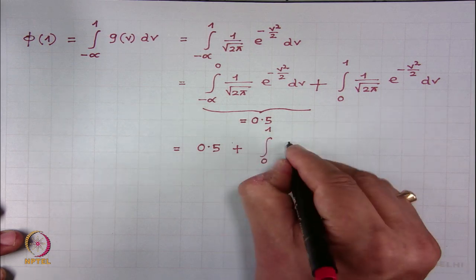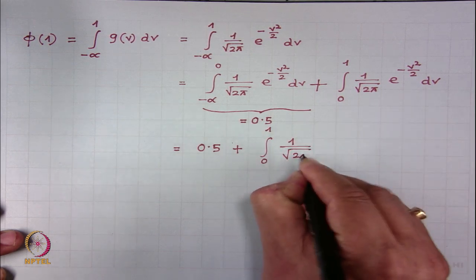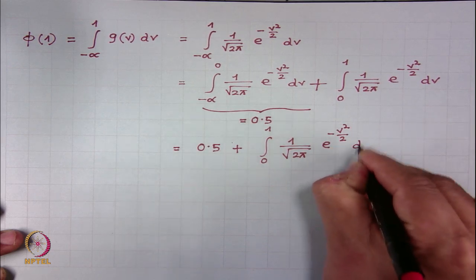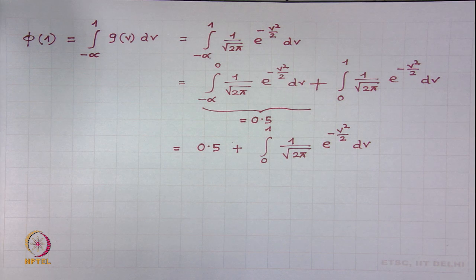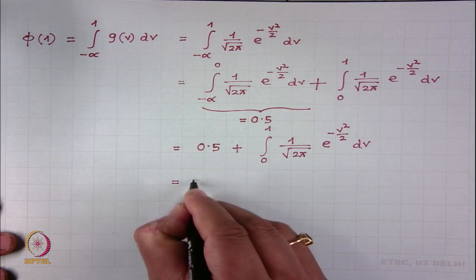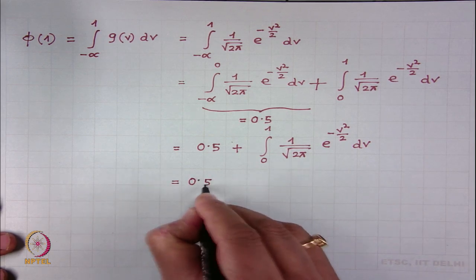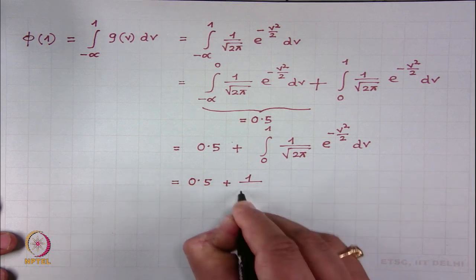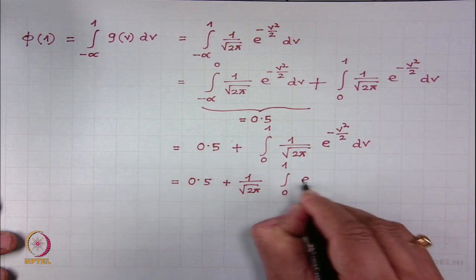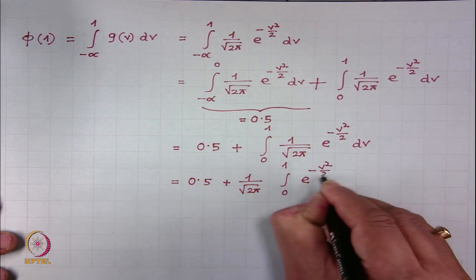0 to 1, 1 by root 2 pi, e to the power minus v square by 2 dv. How to find out this? This one can be found out in the following manner: 0.5 plus 1 by root 2 pi, 0 to 1, e to the power minus v square by 2 dv.